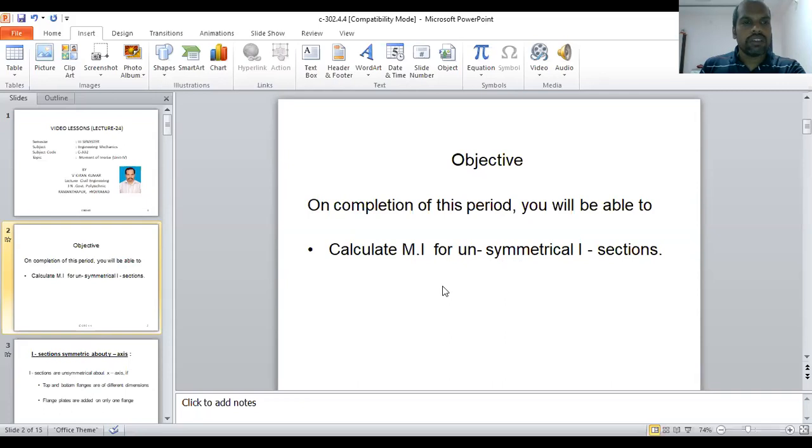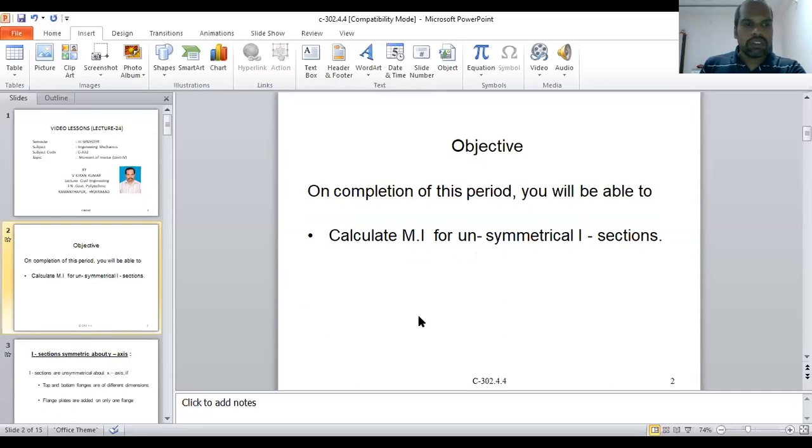First of all, what is unsymmetric? Unsymmetric is nothing but not symmetric about any of the axes or about both axes. It can be symmetric about either one axis or both axes. In this case, of course, an I section will always be symmetric about the centroidal y axis, whereas it may or may not be symmetrical about the x axis.